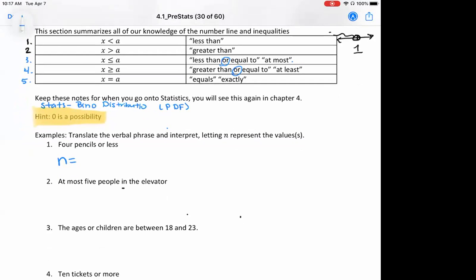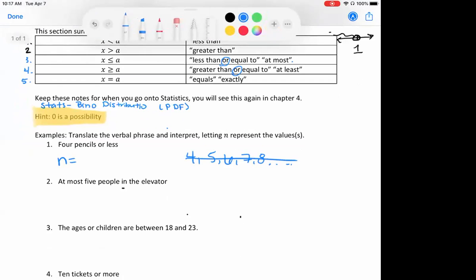So 4 pencils or less would be, would it mean that you start with 4 and continue on to 5, 6, 7, 8? No, right, we want less than 4. So this wouldn't be the case. That's not it. So for this, you want to work with numbers like 4, 3, 2, and 1. But let's not forget, I can have 0 pencils. So this would be 4 pencils or less.